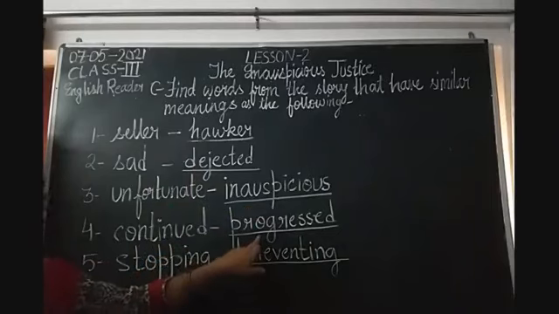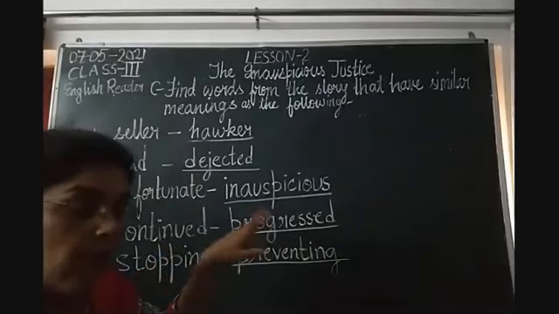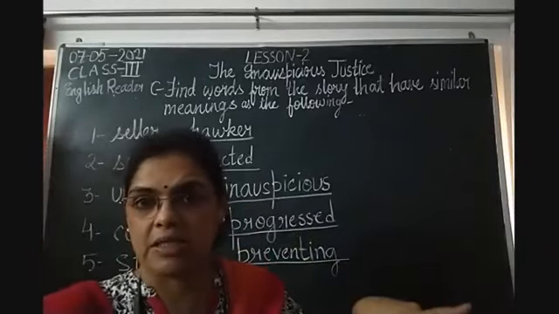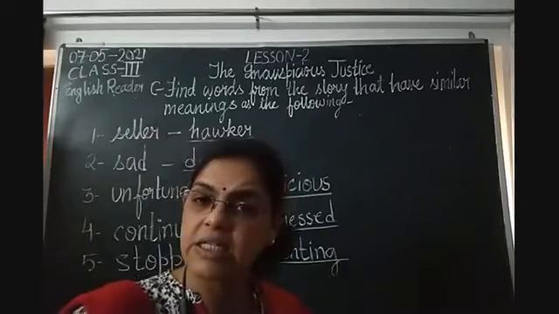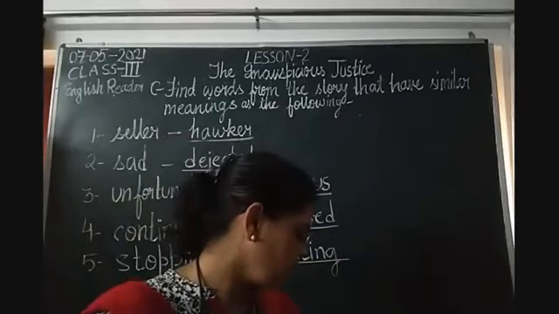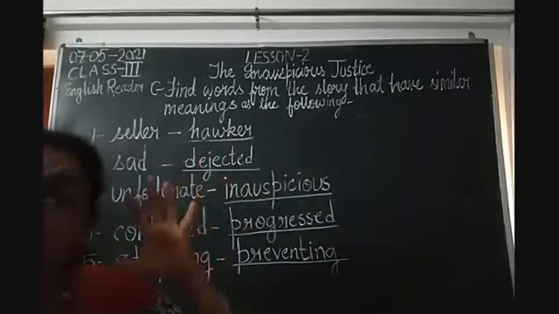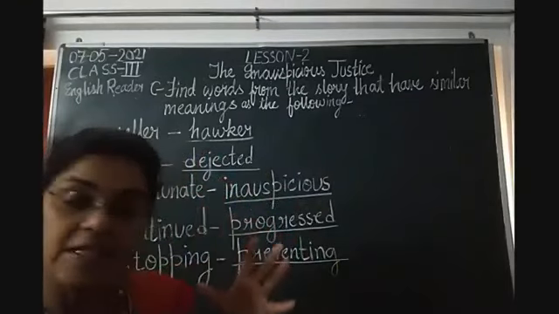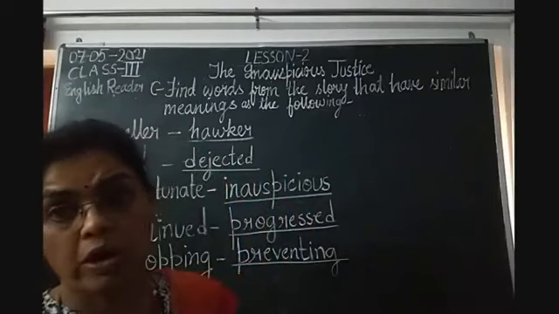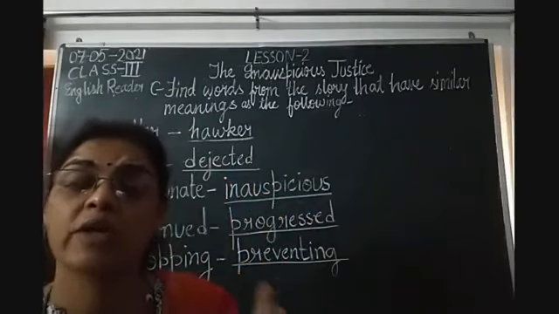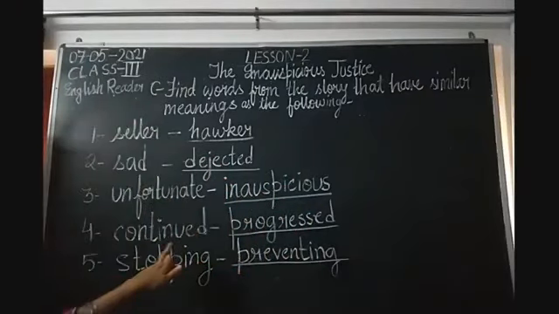Then continued, progressed. Ye kahan pe lesson mein aaya? As the day progressed, things came to a head. Jaise jaise day progressed hua. In the evening, he quarreled with his wife and he threw tantrums at his servants. I hope sabko yaad aa gaya hoga ki progress kahan pe hai.